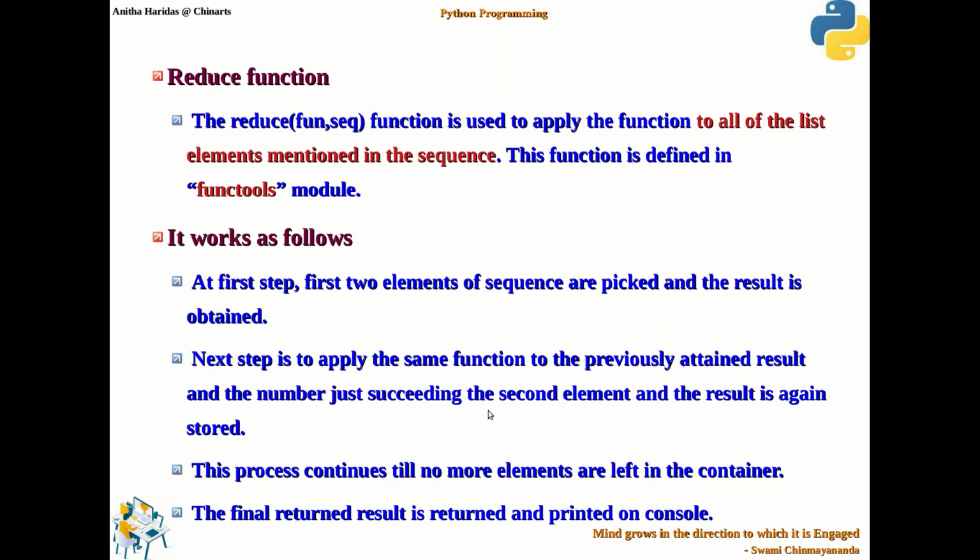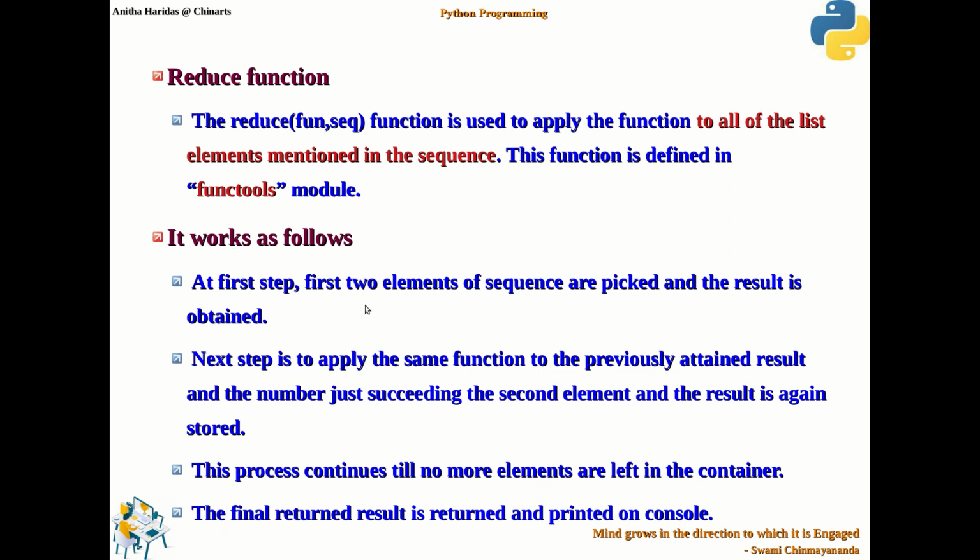Okay. Then the last and interesting function which can be used with the lambda function is the reduce function. It is used to apply the function to all of the list elements mentioned in the sequence here. So this function will be applied to all the elements in the sequence. And this function is defined in a module called functools. This is the module name. So you have to import this module, only then I can use the reduce function. Let us see how this reduce function works.